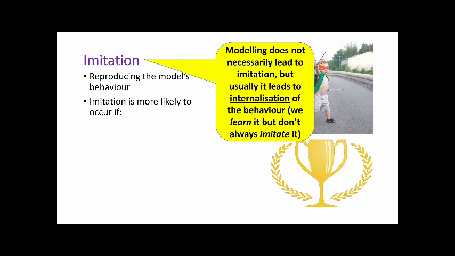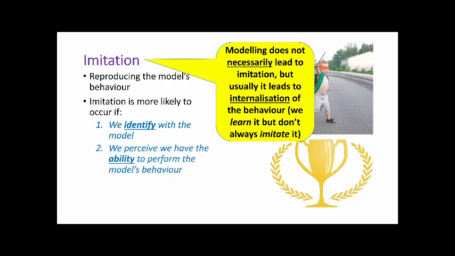So if you just turn now to page 18, 3 things that make imitation more likely to occur after modelling. 1, if we identify with the model. More on that on the next slide. 2, we need to perceive that we have the ability to perform the model's behaviour. And 3, we need to expect that the behaviour will have positive consequences for us. So if those 3 things happen, then we're likely to imitate the behaviour that's been modelled. If not, then we'll internalise the behaviour, but we won't necessarily imitate it.